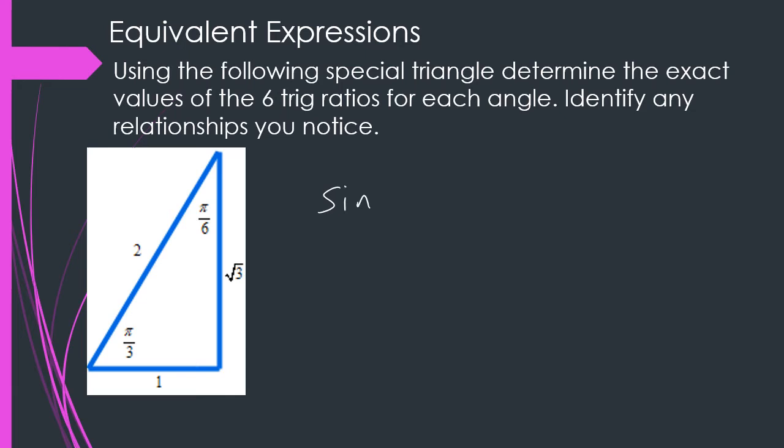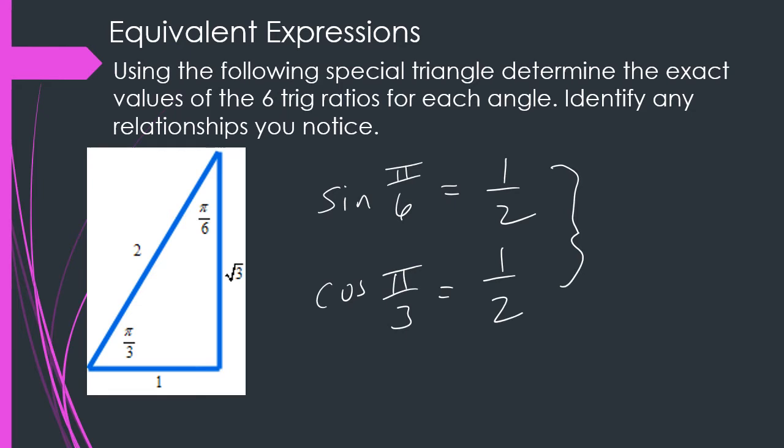I'm just going to start here with sine pi over 6. What is sine pi over 6? Well, opposite over hypotenuse, right? That would be 1/2. Cos, this time pi over 3. That's adjacent over hypotenuse, which again is 1/2. These are the same. They're equivalent. That must mean that there is some relationship that exists.